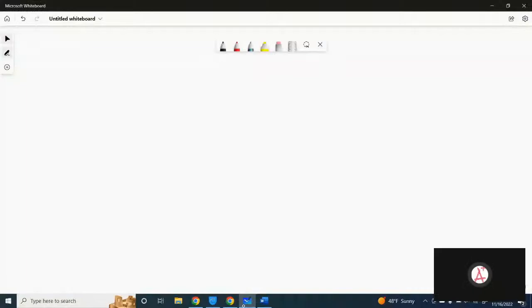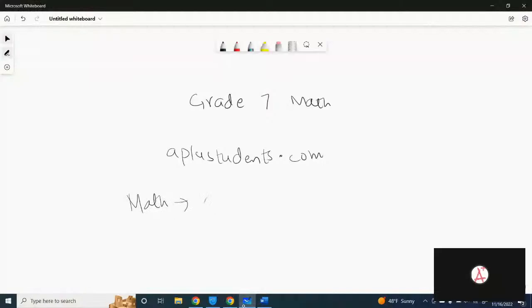So, we're going to start with grade 7 maths. You can find all the lessons on aplusstudents.com. You have to log in there using your email address and password as provided by the administrator. Then you have to select math from the subject tab. Scroll down to grade 7. Click on view all lessons and we're going to start with the chapter operations with fractions.